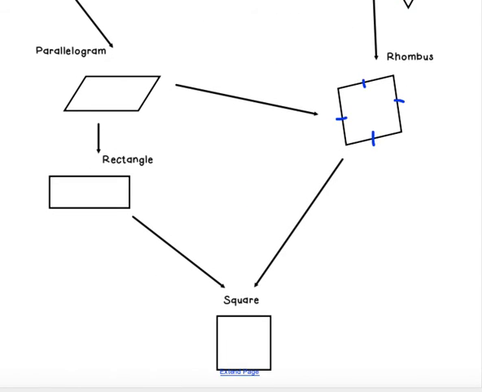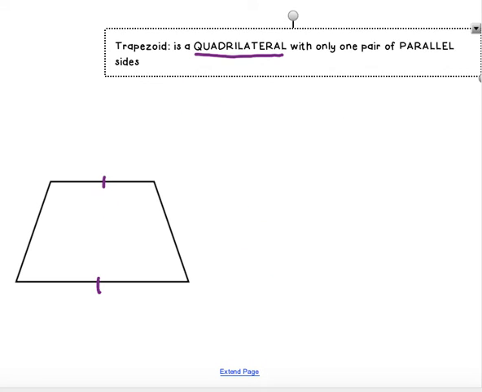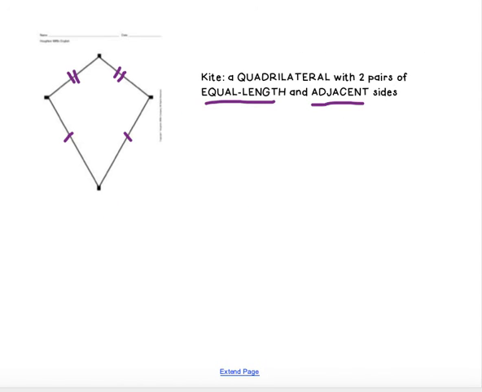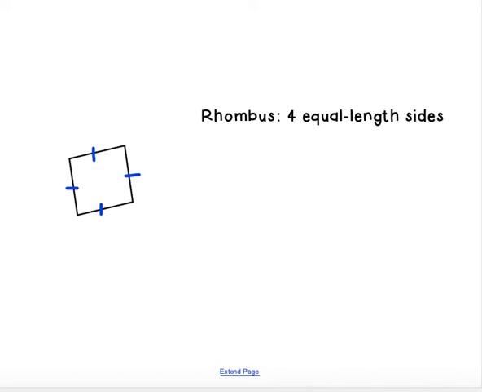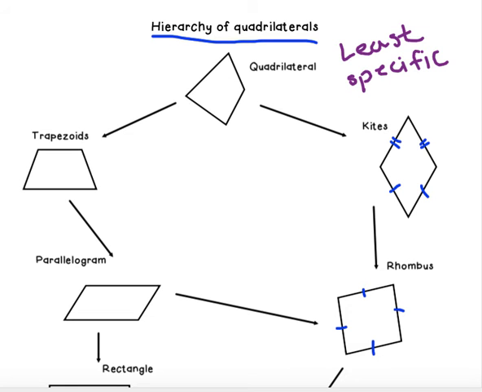And certainly you can go back through and look at the different pages. You have quadrilateral, trapezoid, kite, parallelogram, rhombus, rectangle, and square, and then our hierarchy.